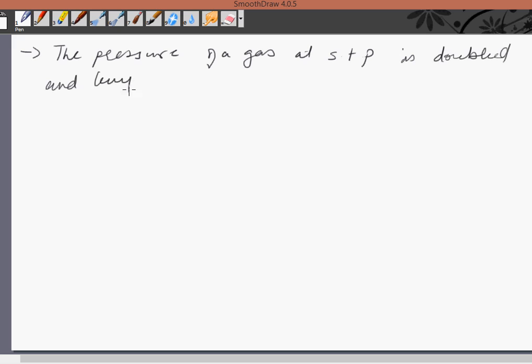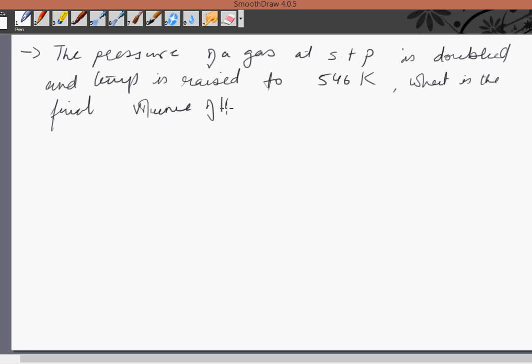So let's take the worksheet. What does the question say? The question says the pressure of a gas at STP is doubled and temperature is raised to 546 Kelvin. So what is the final volume of the gas?